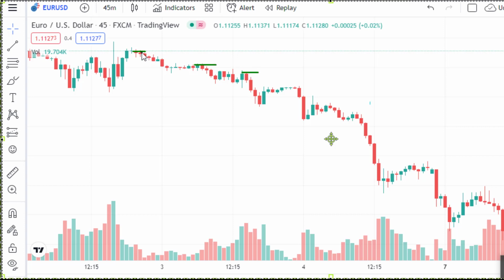So we can't connect this resistance level by a horizontal line in a trendy market. But if this is a sideways market or ranging market, we can easily connect this level to this level. But in a trendy market, we have to draw a resistance level very perfectly by a trend line. So how can we draw? Now I am drawing here.